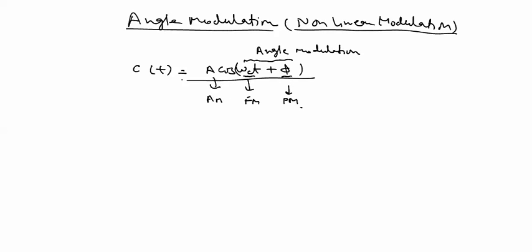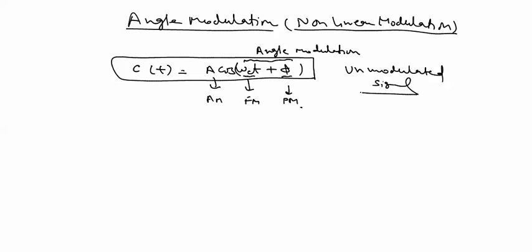This is the basic unmodulated carrier signal. The major component of angle modulation practically used is frequency modulation. Phase modulation is not practically used. Now we will discuss the two portions of angle modulation separately. Frequency modulation first.